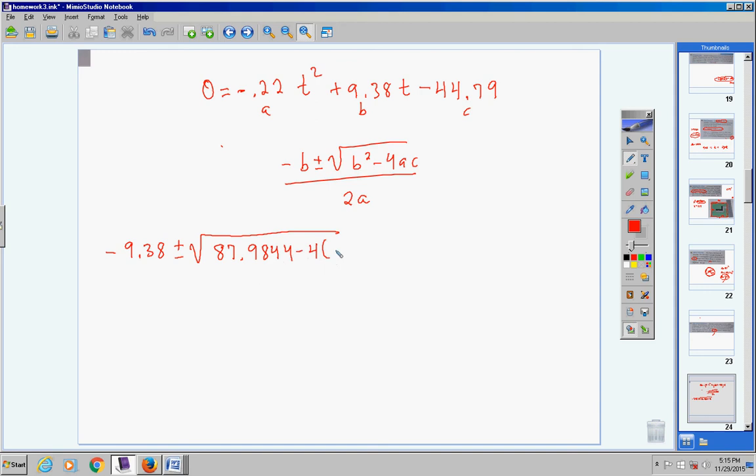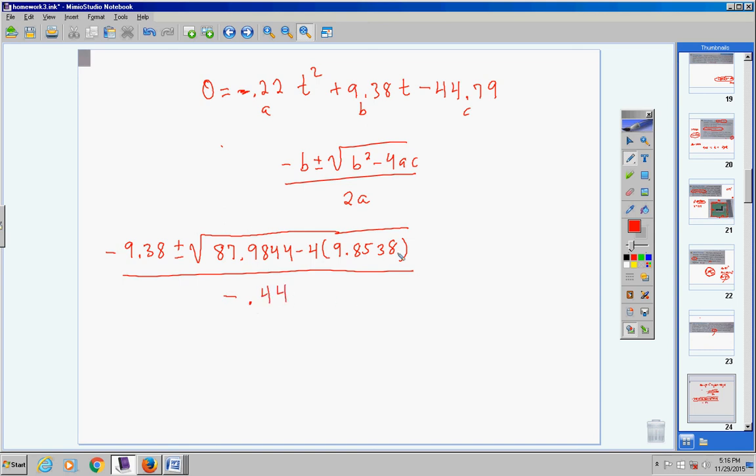Minus 4AC. So negative 0.22 times negative 44.79. Negative 0.22 times negative 44.79 gives me a positive 9.8538. 9.8538 all over 2A, or 2 times negative 0.22. It's going to give you a negative 0.44. Okay, so there we go.